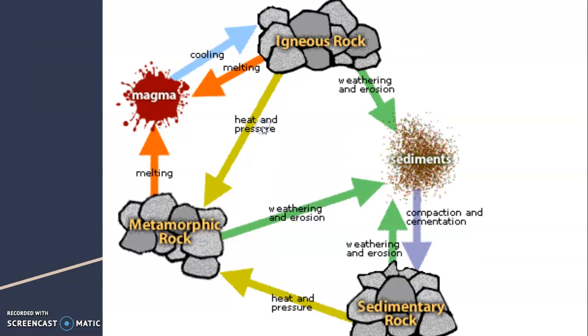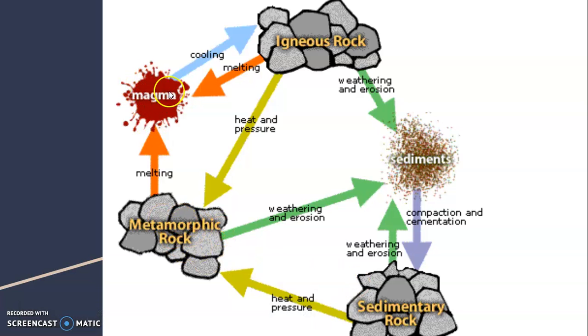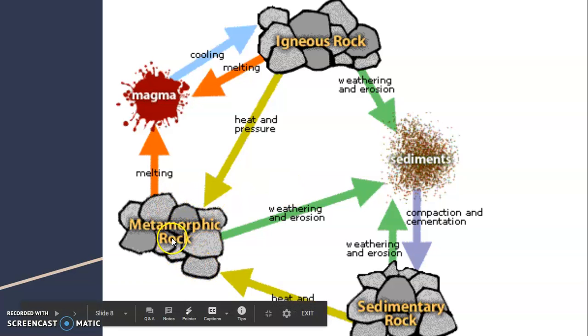So let's go ahead and take a look at a picture of the rock cycle. So right here, we wrote down the different forms of rock. We have igneous rock, we have sediment, which is little pieces of rock, we have sedimentary rock, we have metamorphic rock, and then we have magma. And then remember, the arrows represent the processes. In order to make metamorphic rock, we need heat and pressure.